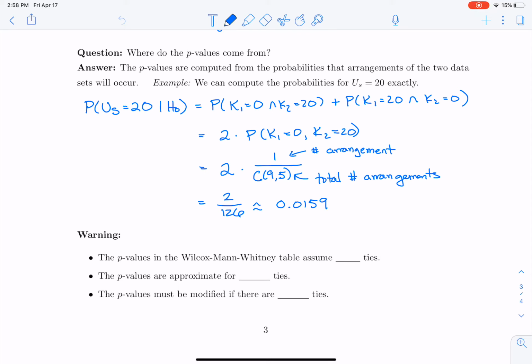I do want to warn you that the p-values in the Wilcoxon-Mann-Whitney table are assuming no ties. Otherwise, it becomes a little bit more difficult to calculate those probabilities with those arrangements. The p-values are approximate if there are a few number of ties. And the p-values definitely need to be modified if there are many ties.